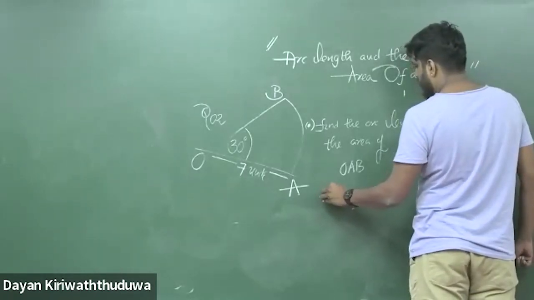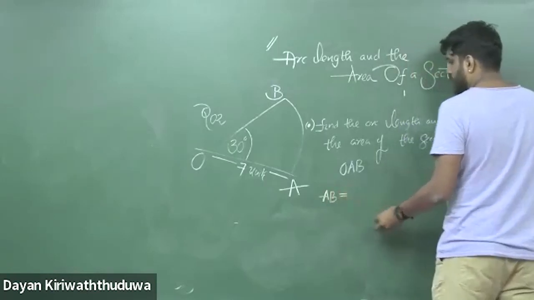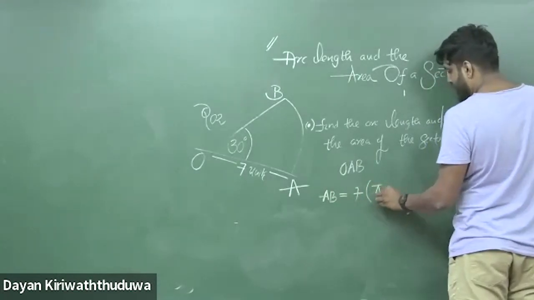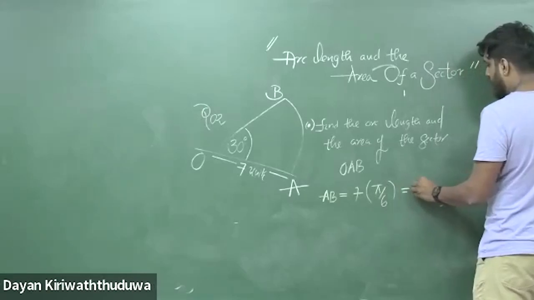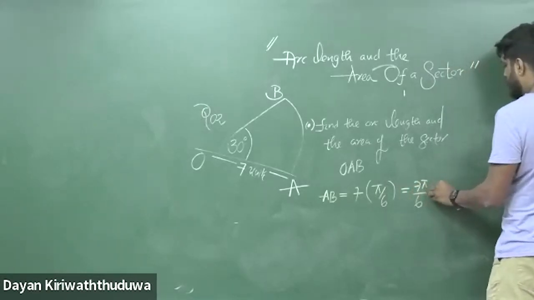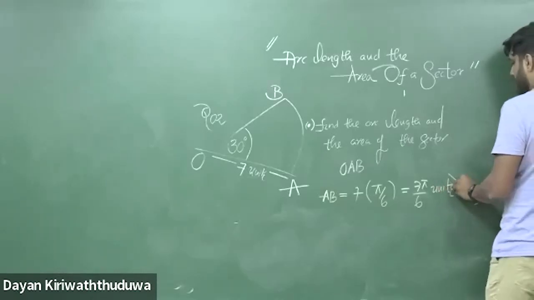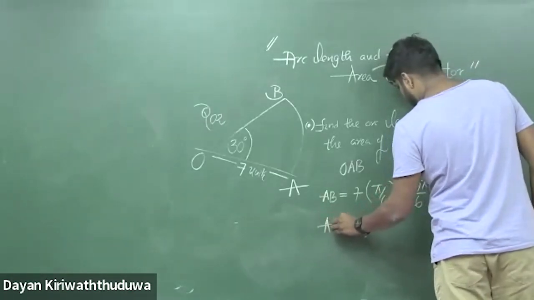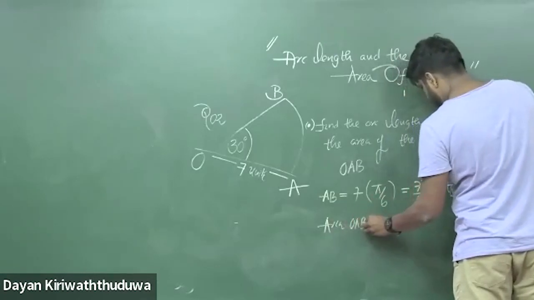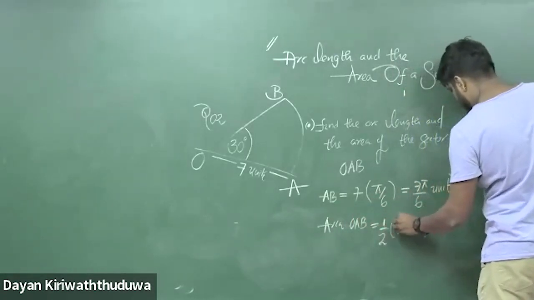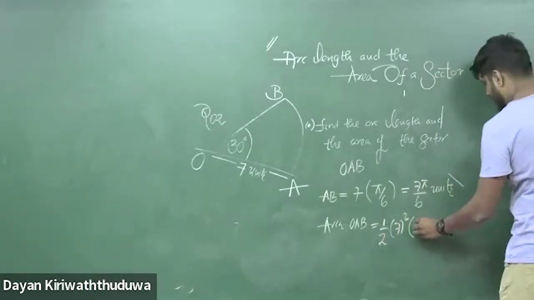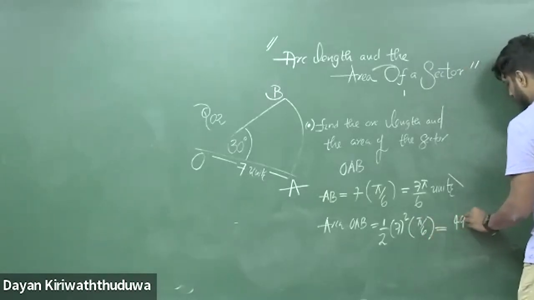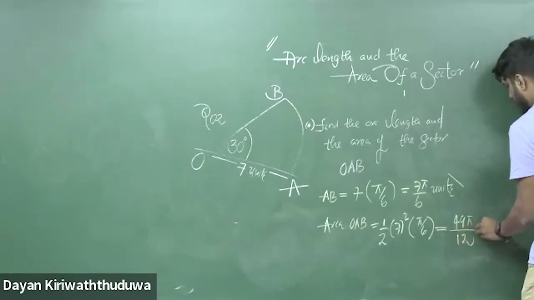Length is AB. So AB is given by 7 times 30 degrees, which cannot be used. That should be pi over 6, right? So your answer is 7 pi over 6 units. Simple, right? Area. So let me call it area itself. So area OAB is half r squared theta, that is once again pi over 6. So there we have 49 pi over 12 squared units.